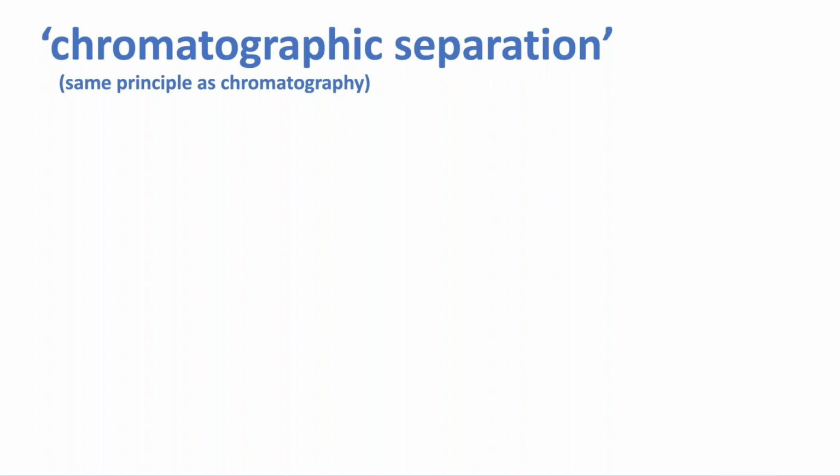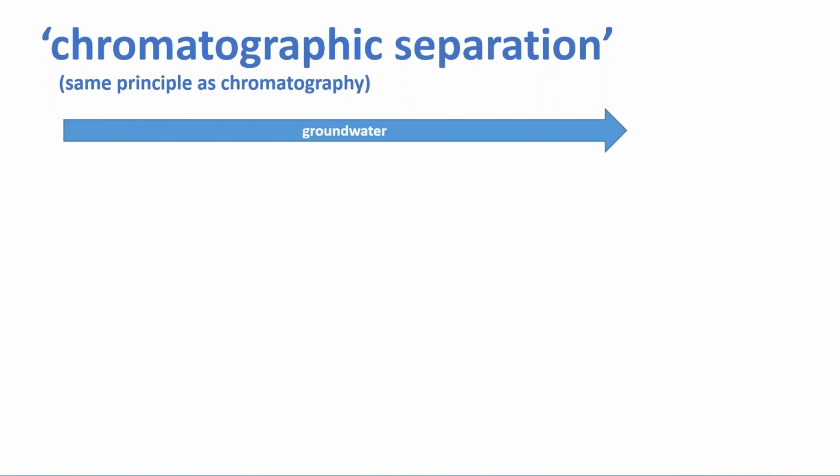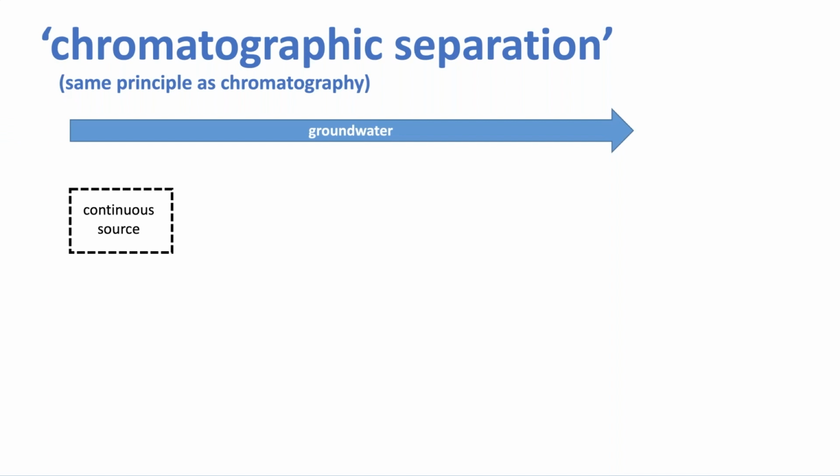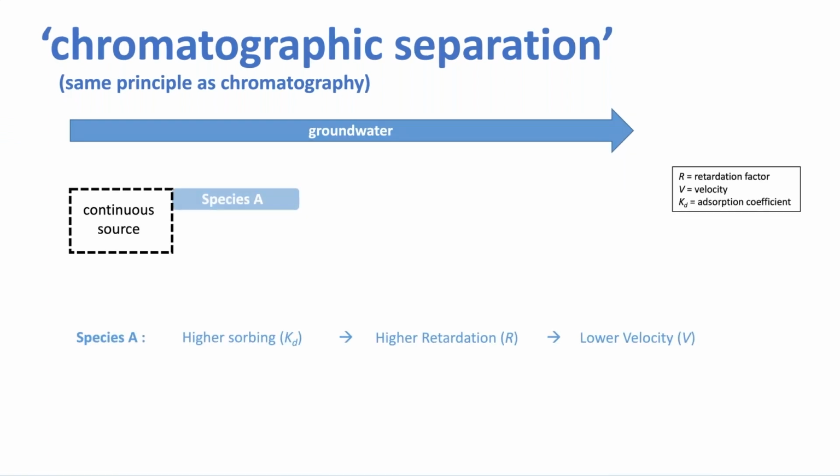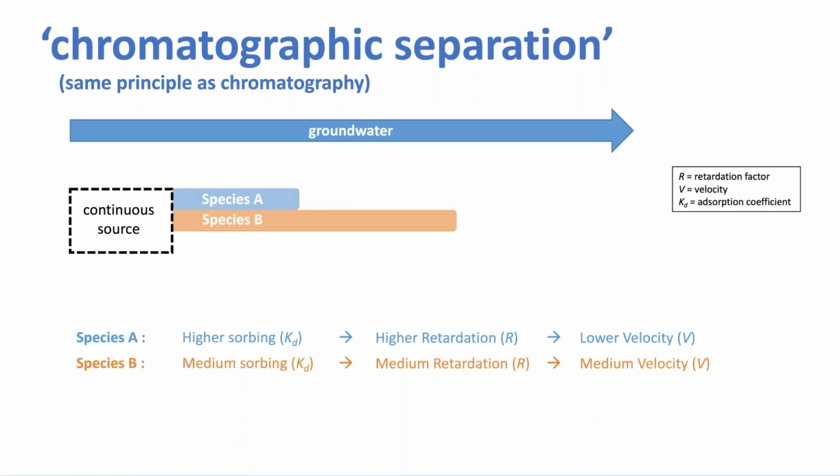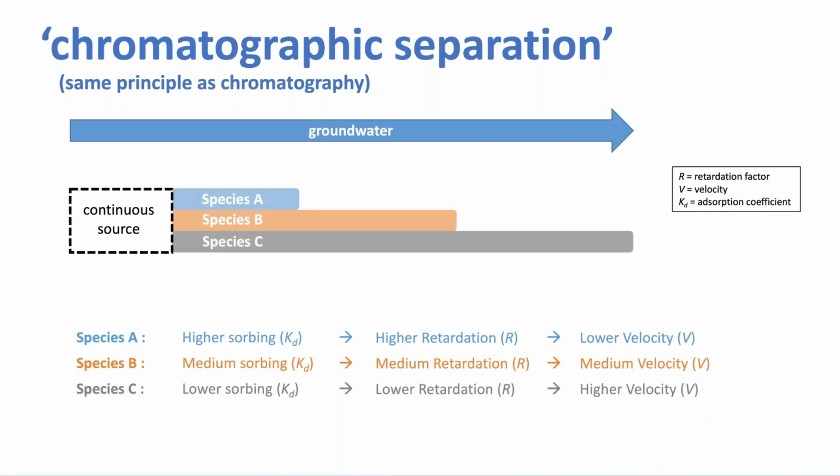Well, for any analytical chemist among us, it'll almost be immediately apparent. The principle is the same as we would see in chromatography in an analytical laboratory. The process is something like this. Let's say we've got groundwater flowing in this direction. We have a continuous source of contaminants, and we have a mix of species. Species A is high sorbing, has a high KD. It therefore has a high retardation factor, as we've seen, and therefore it will have a low velocity V relative to the groundwater. Species B is medium sorbing, medium KD. Its retardation is therefore medium, and its velocity will then be medium. It's moving faster than species A. And likewise, species C, much lower sorbing, lower retardation, higher velocity.